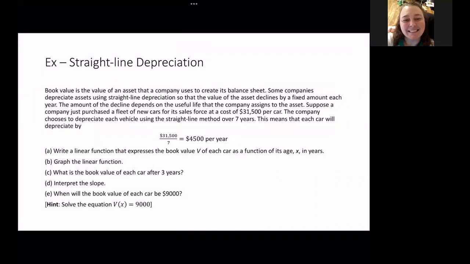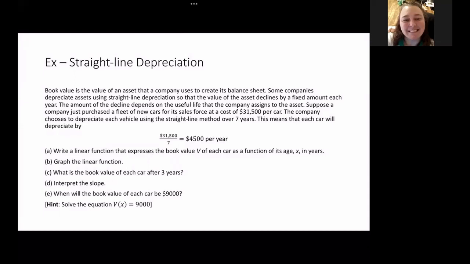Book value is a value of an asset that a company uses to create a balance sheet. Some companies depreciate assets using straight line depreciation so that the value of the asset declines a fixed amount each year. The amount of the decline depends on the useful life that the company assigns to the asset. We're going to use vehicles as an example for this.